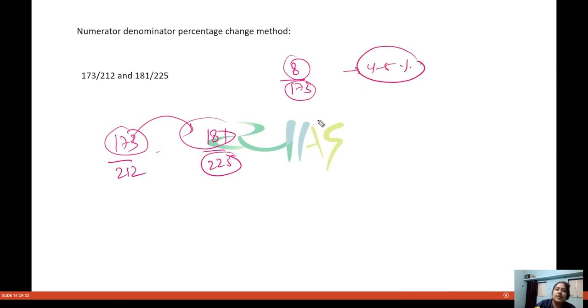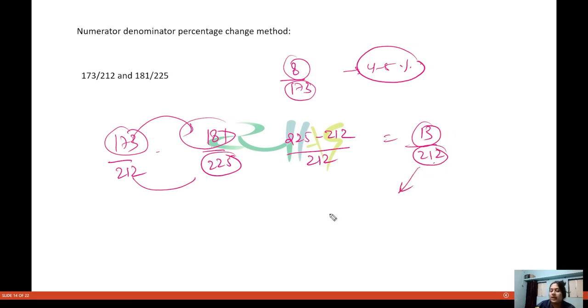Your denominator is increasing and numerator is increasing between 4 to 5%. So which one is increasing more? Denominator. But if denominator increases, ratio decreases. So that means 173 divided by 212 when it is made 181 to 225 is basically greater than this one, and this is the same thing we did there. So I hope everybody is clear with this thing.